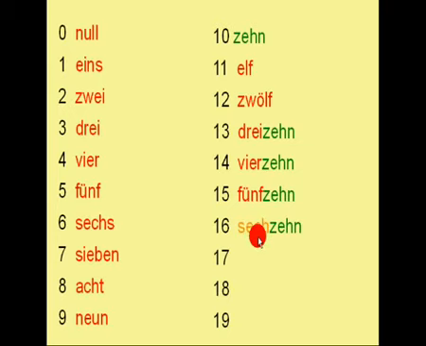This one is also an exception. The ending EN is cut off from 7, so we say 17 instead of 17. The rest are regular: 18 and 19.